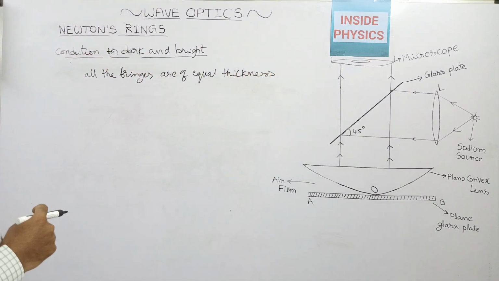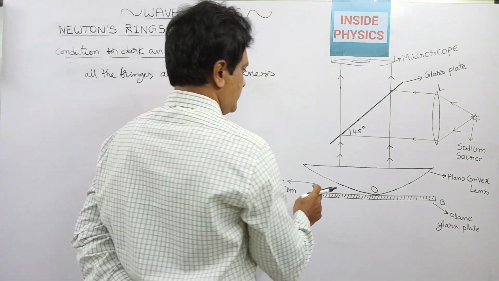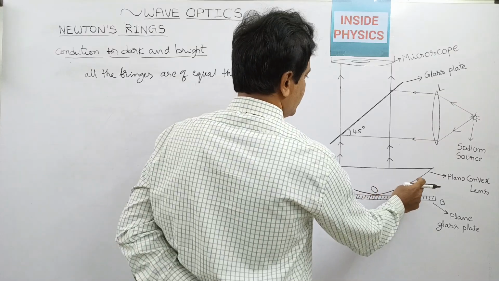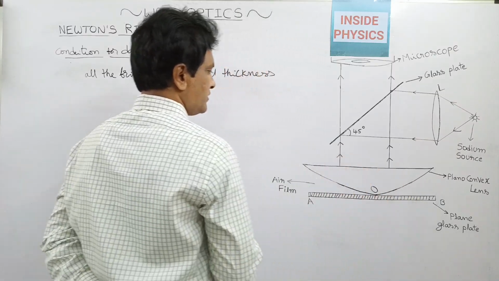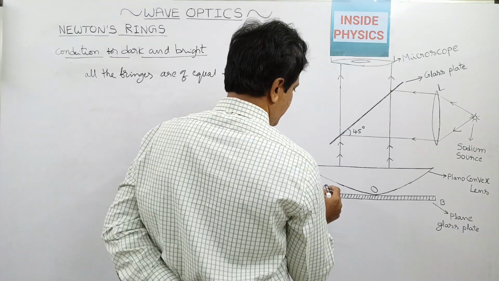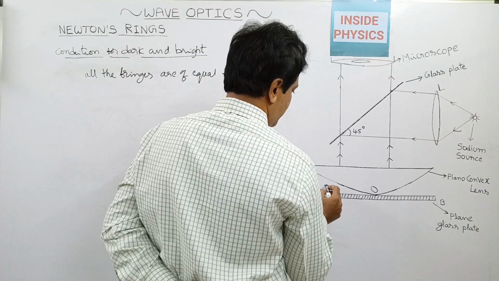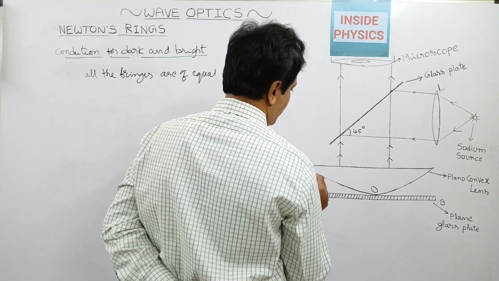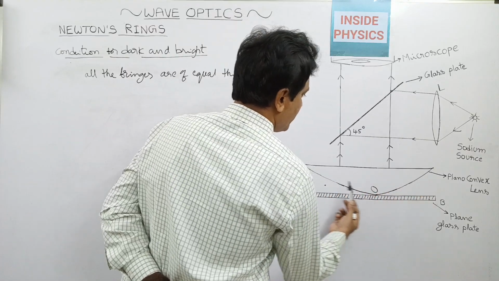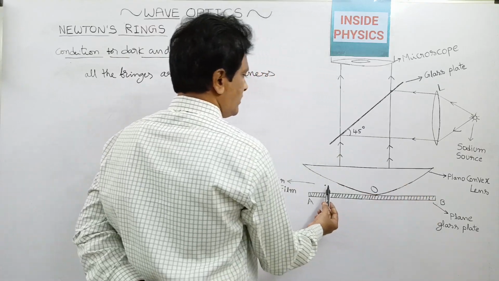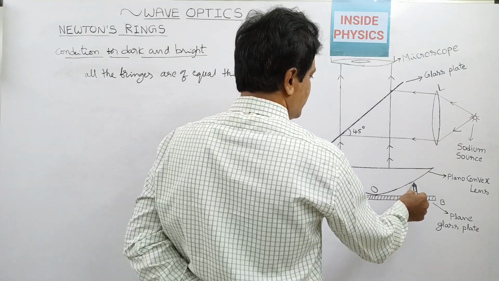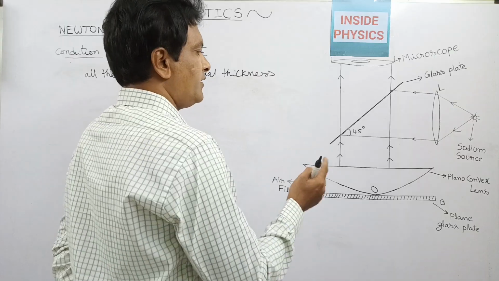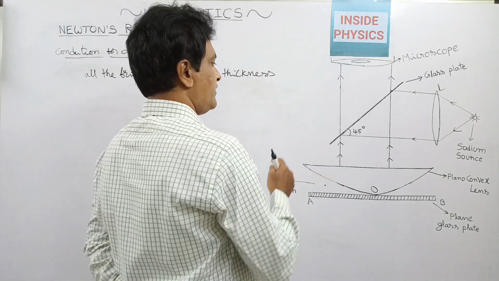So why? Because every fringe has its locus around this plano-convex lens. Suppose a fringe is forming at this point. The thickness of the air film is the same at this point. So around this plano-convex lens, all the points which have the same thickness of the air film will form a bright or dark fringe, depending on the phase difference.